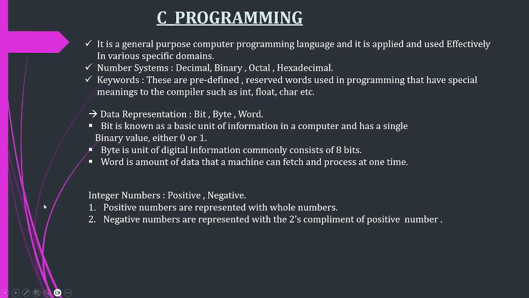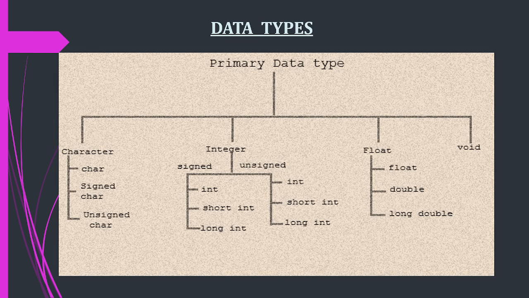Next, integer numbers. We have two types, positive and negative. Positive integer numbers are represented with whole numbers and negative integer numbers are represented with the two's complement of a positive number. Let's move to the data types.